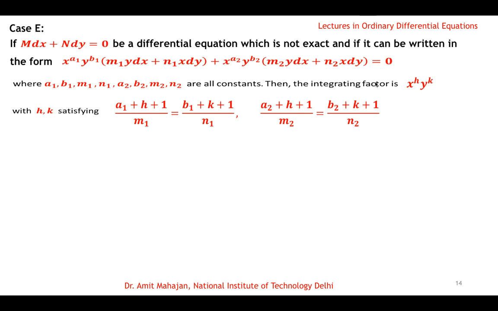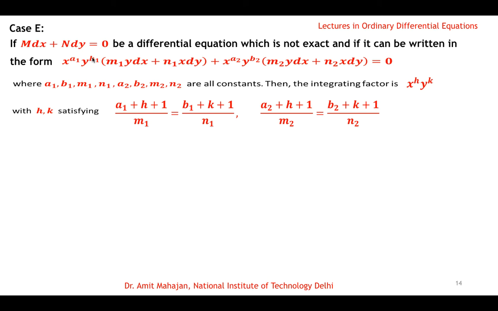Then the integrating factor for this equation is x^h y^k, where h and k satisfy these two conditions. That is, a1 plus h plus 1 over m1, the coefficient of x, the power of x, is equal to b1 plus k plus 1 over n1.